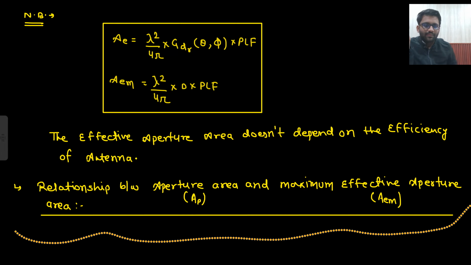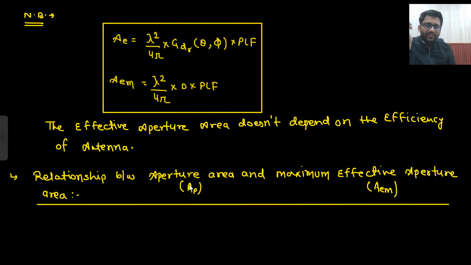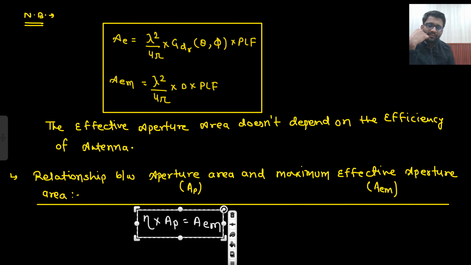Is that clear to you? Okay. Now there is a relation between aperture area, that was AP, and maximum effective aperture area. What is that relation? Efficiency into aperture area is equal to maximum effective aperture area. Not very important, so I am not putting a star mark, but if you want to remember it, you can remember it.